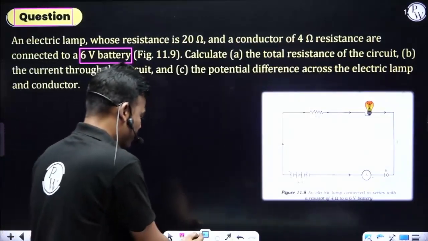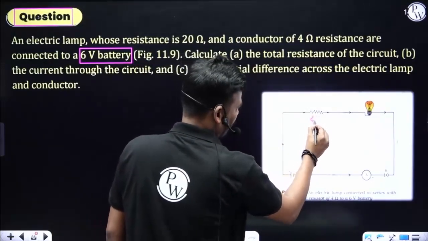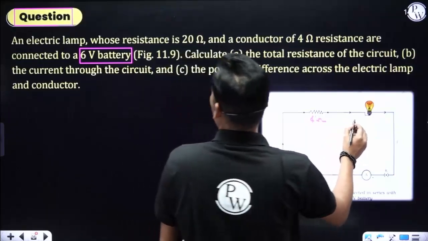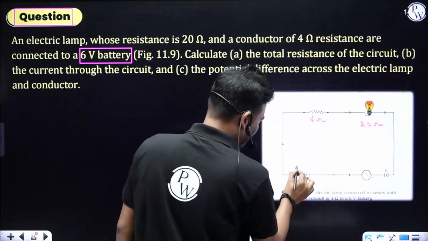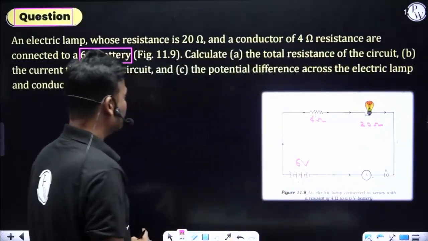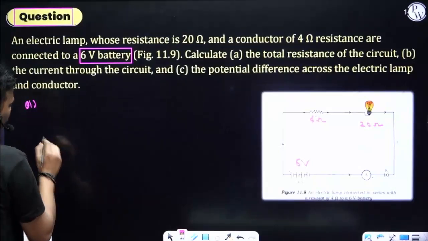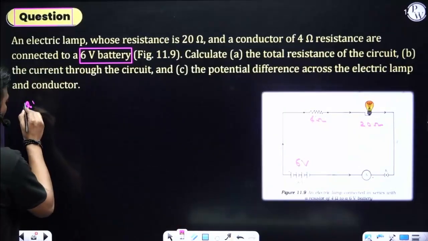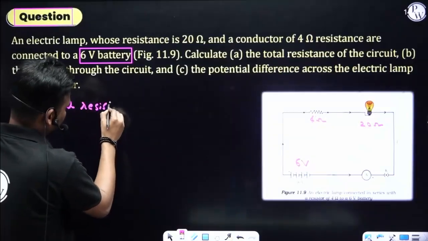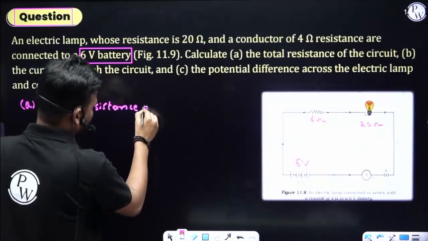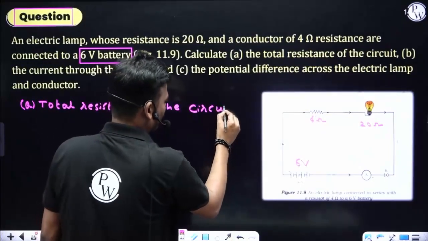So they are talking about this conductor, which is 4 ohm, and this electric lamp of 20 ohm resistance, and a potential difference of 6 volt. First we need to calculate the total resistance of the circuit.